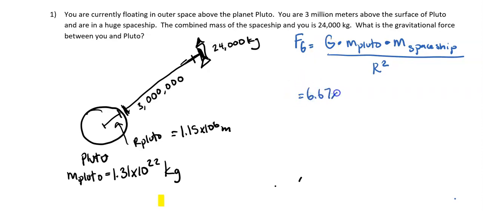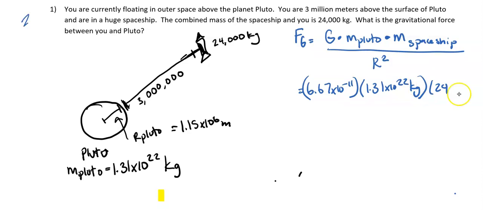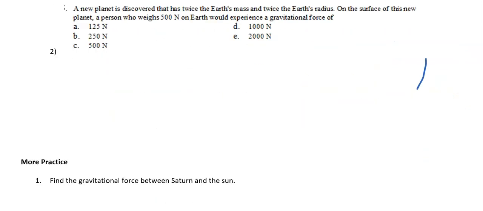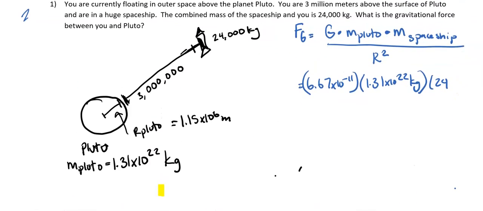So G I know is 6.67 times 10 to the negative 11. Mass of Pluto, we already have that, and it's in kilograms: 10 to the 22nd kilograms. Spaceship, again, the mass of the spaceship. Okay, cool. Now we're good. Mass of spaceship is 2,400 kilograms.